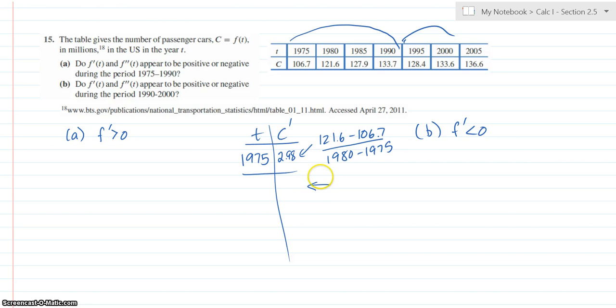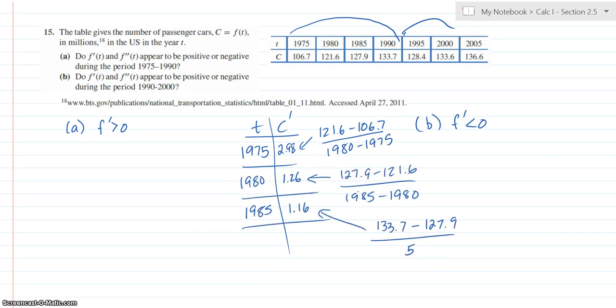Can we do the same thing here? Next interval, you can see that would be 127 minus 121.6 over that 5. And I did the third interval at the same time, 133 minus 127. So I looked at these three intervals divided by 5. You can see that these are decreasing. So because these are decreasing, f double prime is going to be negative.